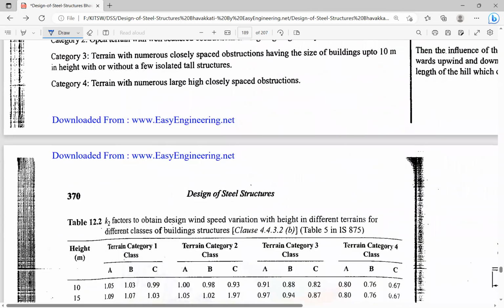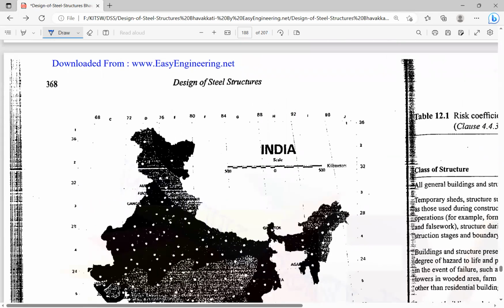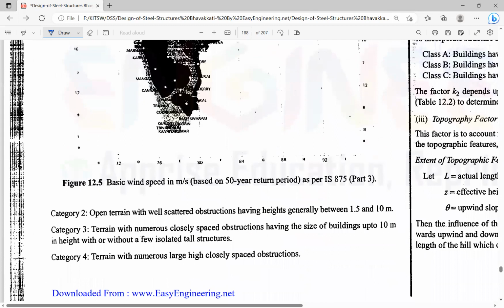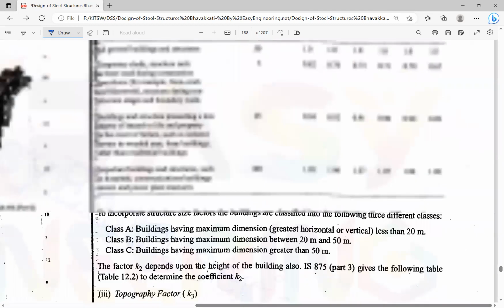So depending upon the category, we'll consider category 1. Your K2 values depend upon category 1, category 2, category 3, category 4, and we divide them. Right? In category 1, open terrain of heights less than 1.5 is category 1. Between 1.5 and 10 is category 2. Category 3 is height more than 10 meters. Category 4 is large heights. So K2 values depend upon the category.